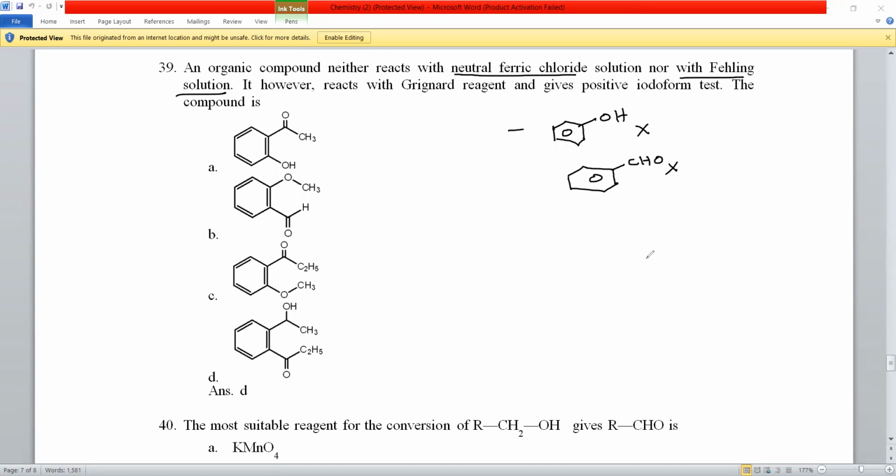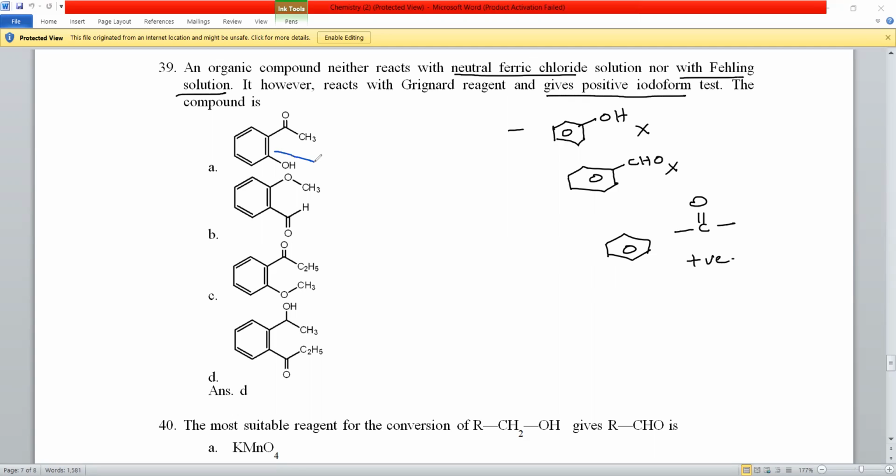That means it should be the ketone, right? It must contain a keto group, and it gives the positive iodoform test. It must have the keto group and a positive iodoform test. Iodoform test means active methyl group testing, a CH3 methyl group. So look here.